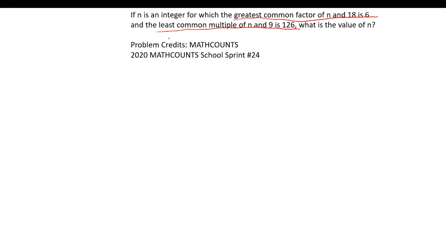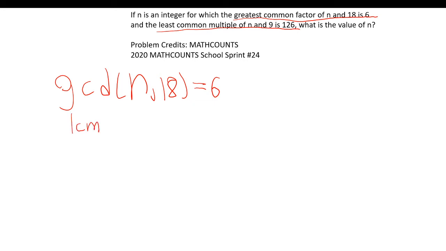So we're given all this information, and we're asked to find the value of n. I'm going to write down our information first. We know the greatest common divisor, same thing as greatest common factor, of n and 18 equals 6, and the least common multiple of n and 9 is 126. I'm going to start by listing the factors of 18, so I can get a feel for the possible values of n when we're just focusing on the GCF of n and 18.